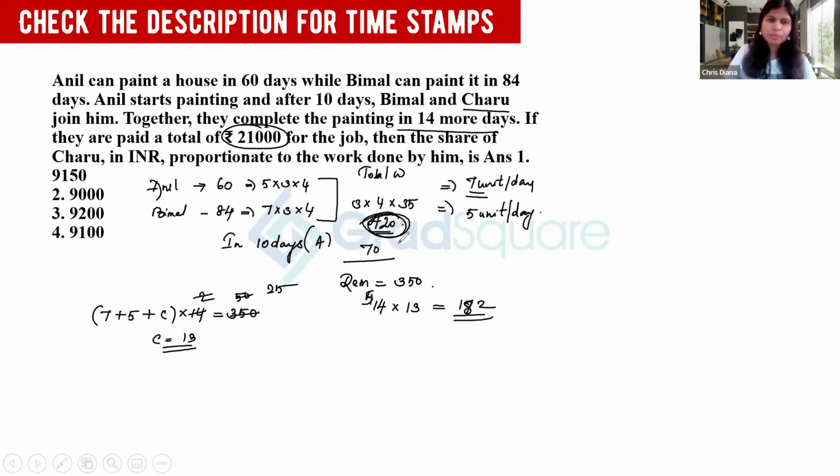Now, compared to the total 420 units, his share will be 182 out of 420 into the total, that is going to be 21000. Now I can say 21 goes here exactly 100 times, and it goes here 2 times, this goes here 50 times. So 0 here, 5 into 2 is going to be another 0 here, 4 here, and then 9100. So the total amount of work that Charu is going to get is going to be 9100. That's going to be option 4.